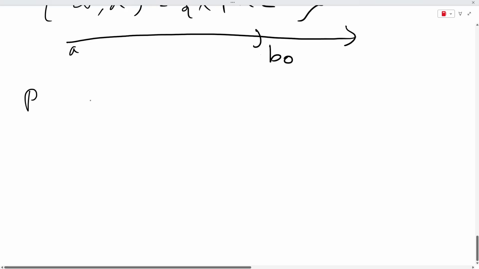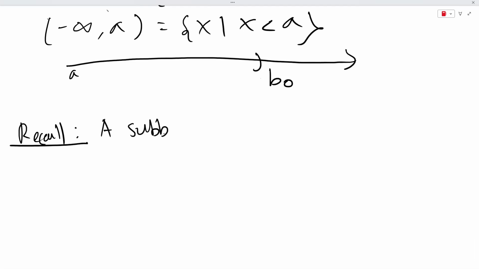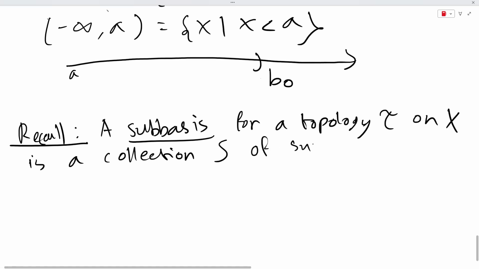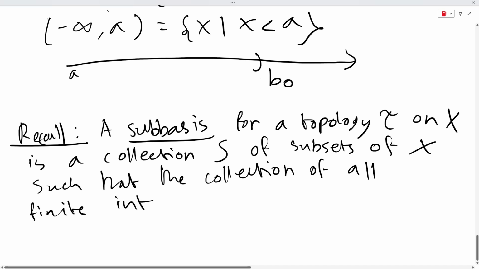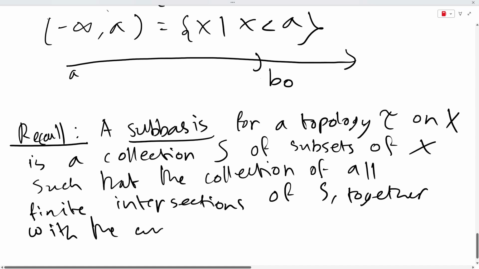Before that, let us recall what a subbasis is. So recall, a subbasis for a topology tau on X is a collection S of subsets of X such that the collection of all finite intersections of S, together with the empty set, is a basis for tau.